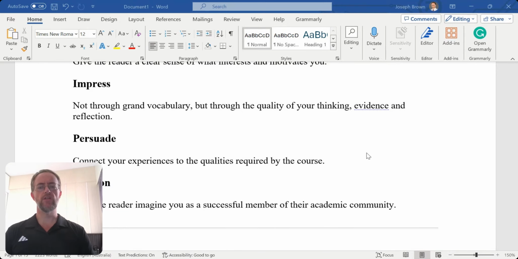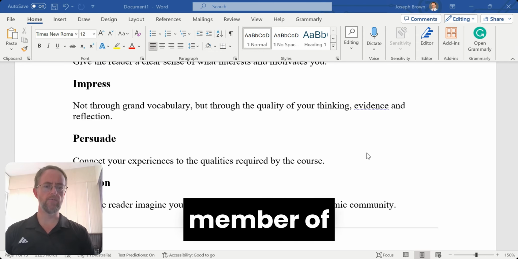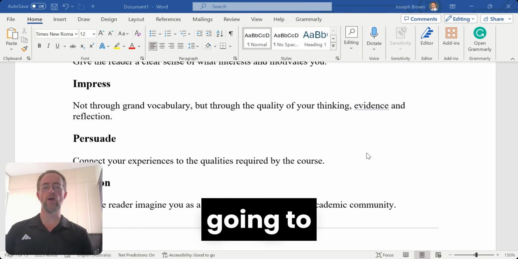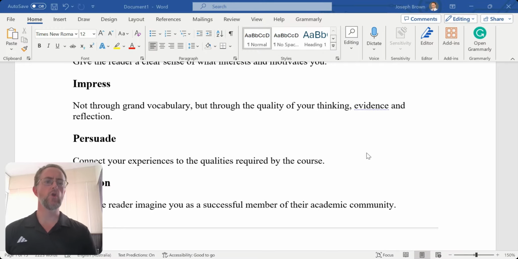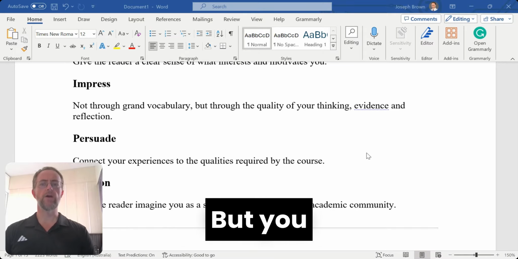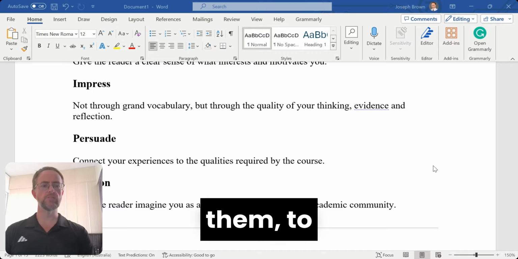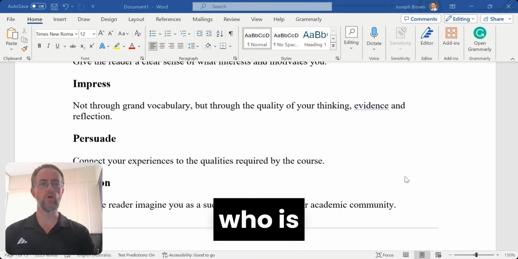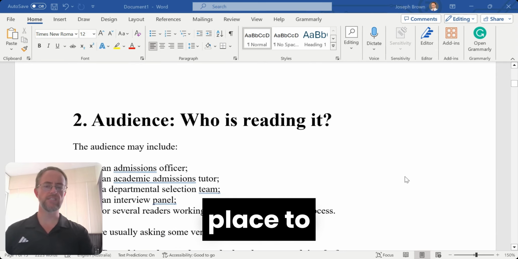And you want to position the reader, the university guidance counselor, whoever is reading it, to show that you are going to be a successful member of the academic community. You're going to bring something good to this place and you're going to help to progress it. So maybe do some research, find out exactly the universities that you're looking at and find out what they're looking for particularly. But you want to do those things. Introduce yourself, impress them, persuade them, position them to see you as somebody who is worthy of bringing into their organization. Simple but effective place to start.